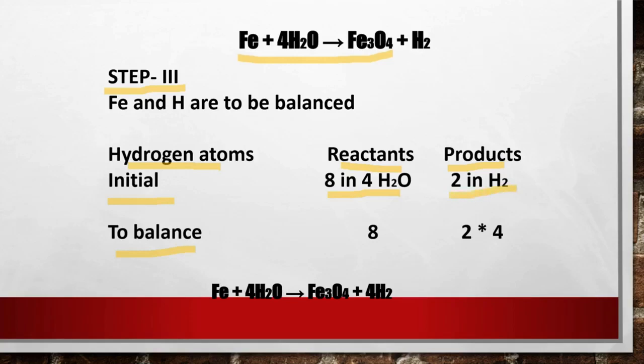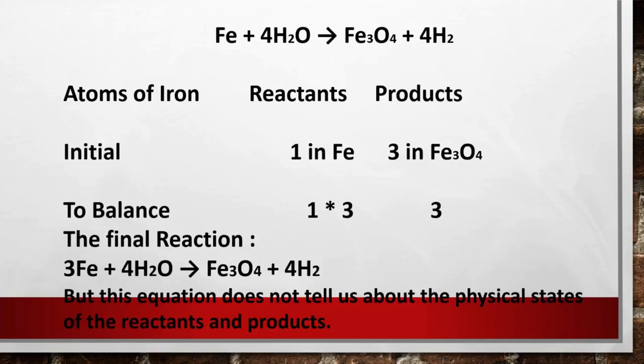So to balance, as we can see, there are 8 present on the reactant side here. So we need to multiply by 4 on the product side to make it 8. And now the reaction obtained will be like this. Right, so we have balanced oxygen and hydrogen up till now. Now only iron is left.